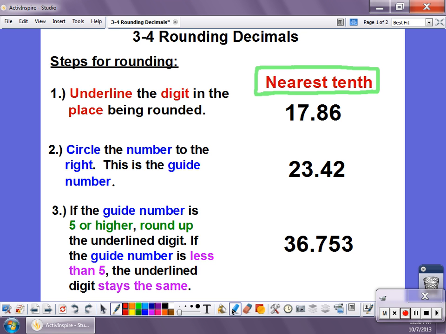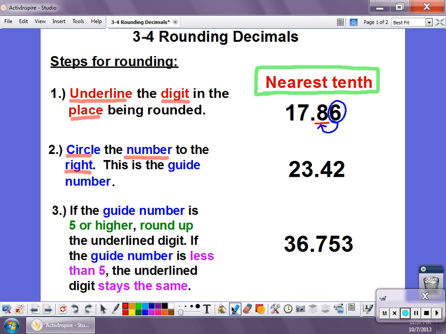So when we round to the nearest tenth, we're going to follow a process. The first step is to underline the digit that's in the place being rounded. Since we're rounding to the nearest tenth, I'm going to underline the number that's in the tenths place. Then I go back and circle the number that's to the right of this digit. This number is my guide number. It tells me if I'm going to round this digit up to the next number or leave it the same.